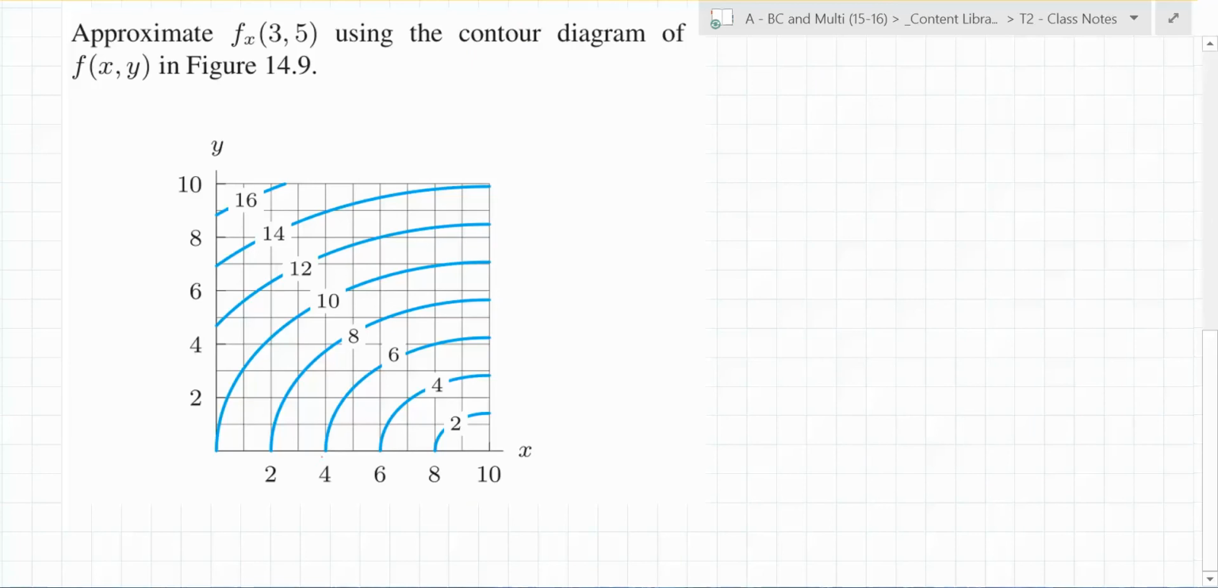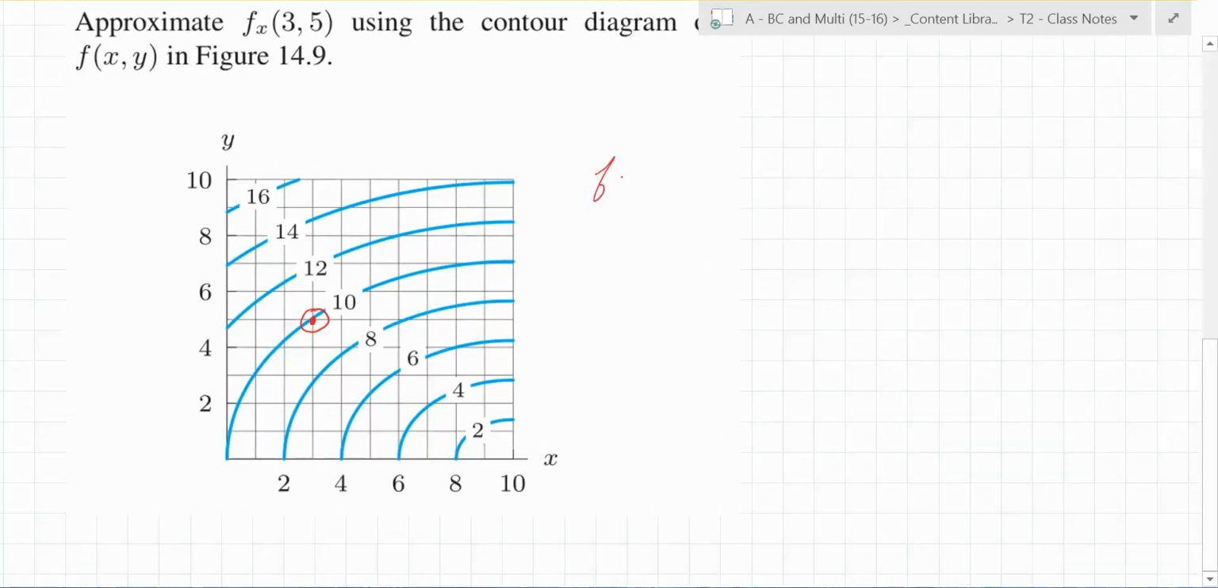So where's 3, 5? 3 is right about here, and then 5 is right there. Did I label the right point? If we want fx at 3, 5, what's fixed? Y is fixed. So if y is fixed, you're looking at this rate of change right there. Does everybody see the red I just put in there? It's all about choosing points. The contours are the only ones that are actually exact, so I would recommend choosing contours.